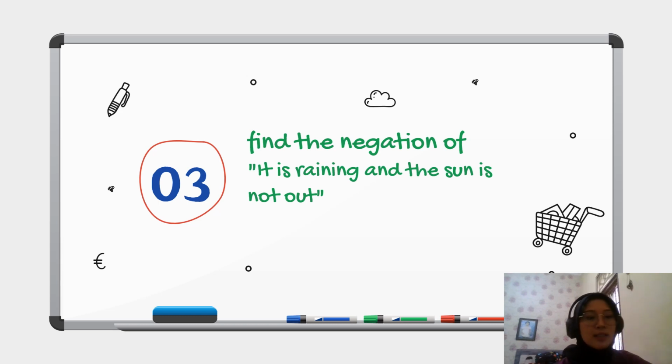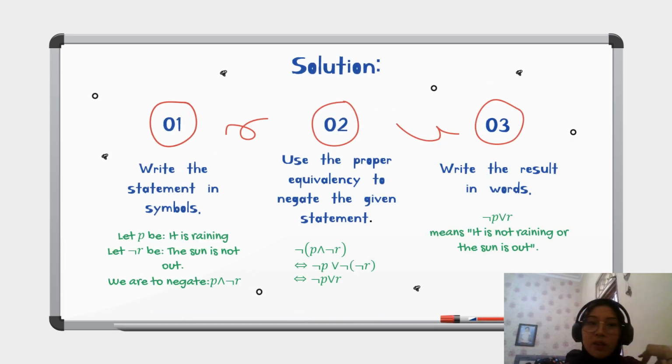So this is the last question, related to the conclusion. Find the negation of: it is raining and the sun is not out. We have 3 steps to solve the question. So first, write the statement in symbols.